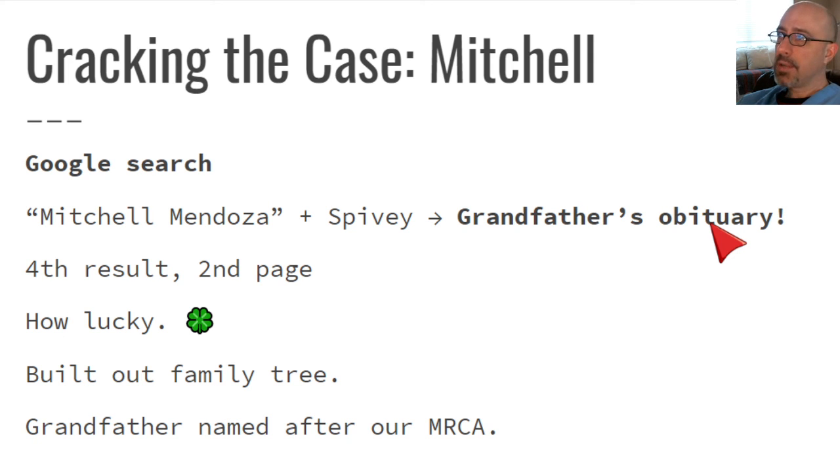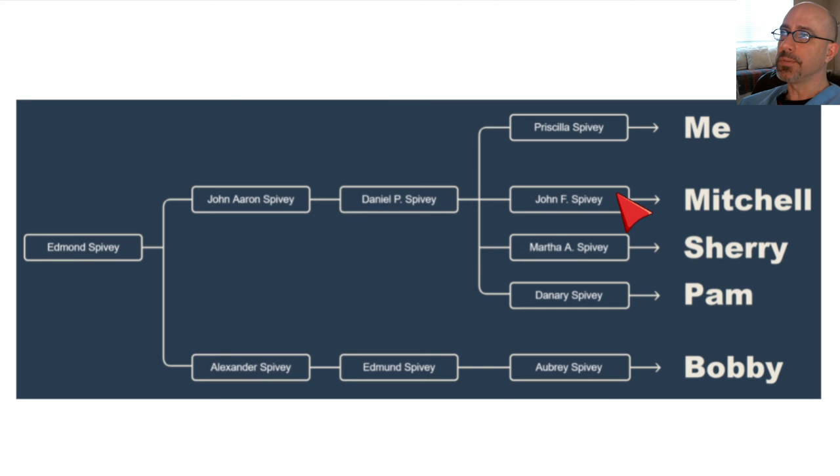I put his name in a Google search combined with the surname Spivey. Usually I don't get lucky with a Hail Mary pass like this, but on the second page of Google results, I found his grandfather's obituary information. As an interesting note in this case, his grandfather happened to be named after our most recent common ancestor. So a really lucky, interesting situation where I was able to find out who he was just on some minimal information.